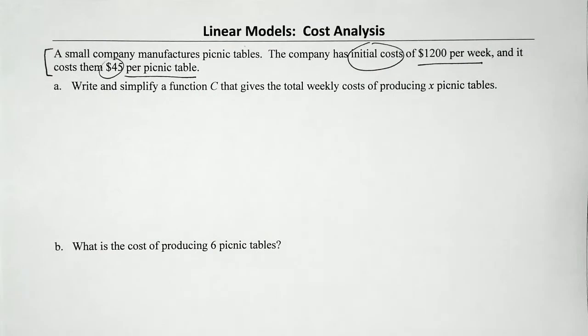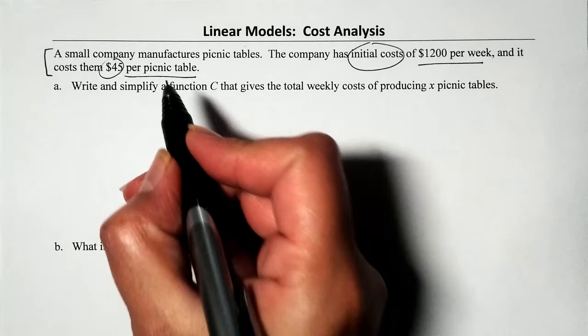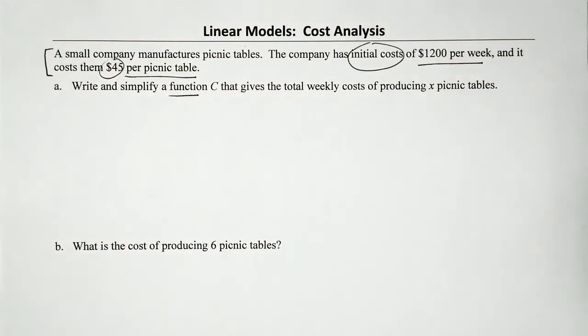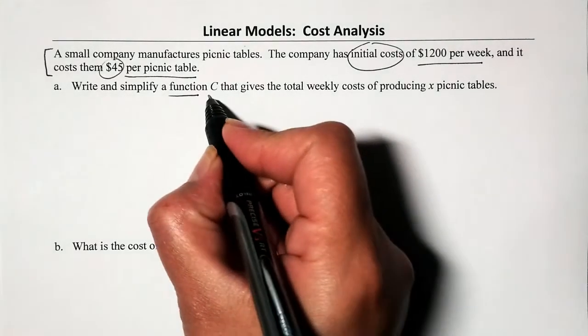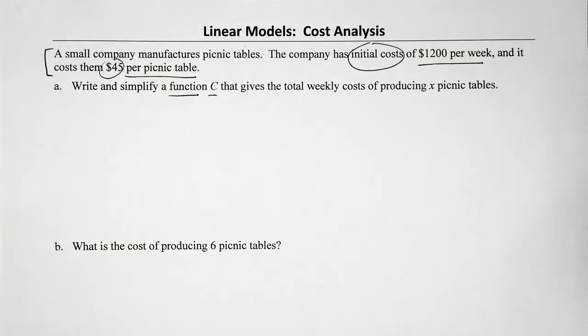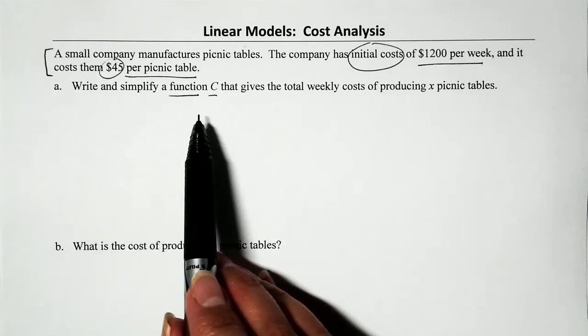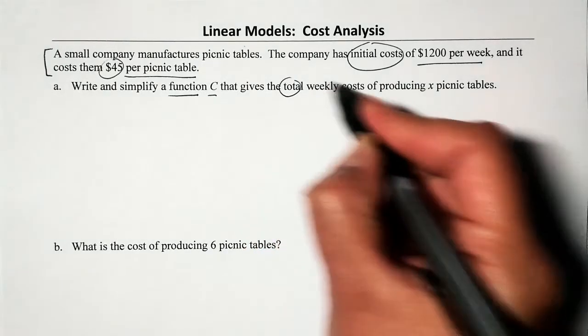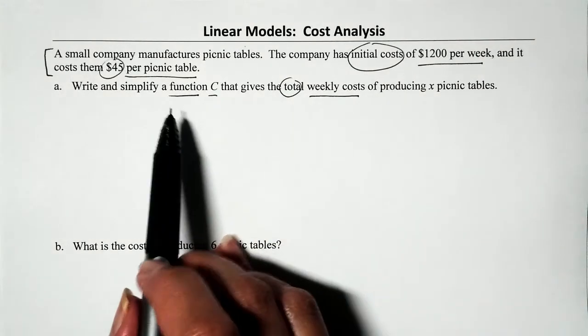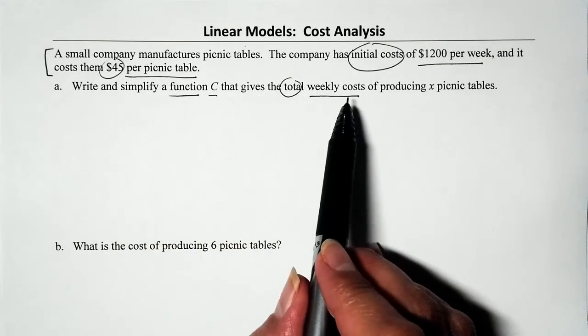Problem A: write and simplify a function C that gives the total weekly cost of producing x picnic tables. So we want to write some function. We're not given the liberty to name this function however we like. If f was our go-to, we can't call it f. We have to call it C, because the function has to give the total weekly cost.